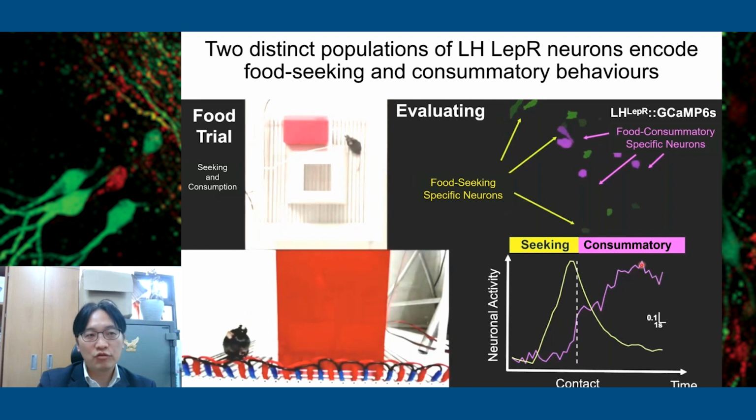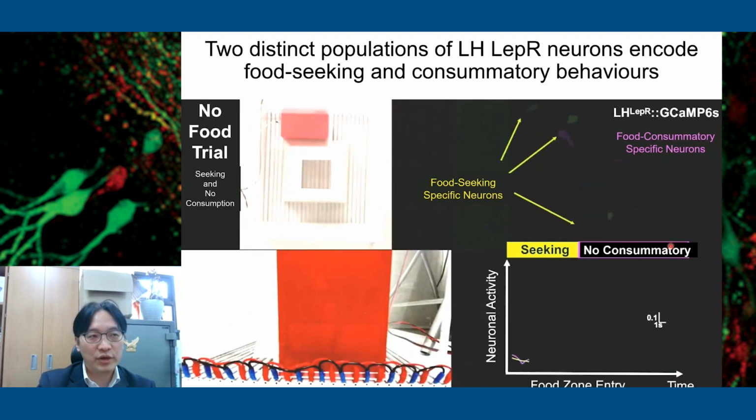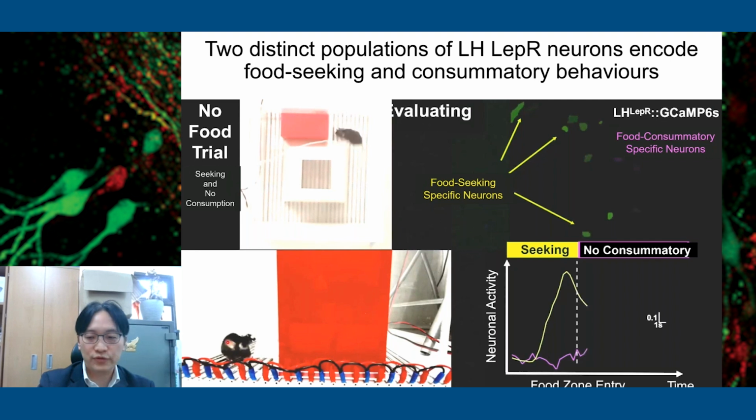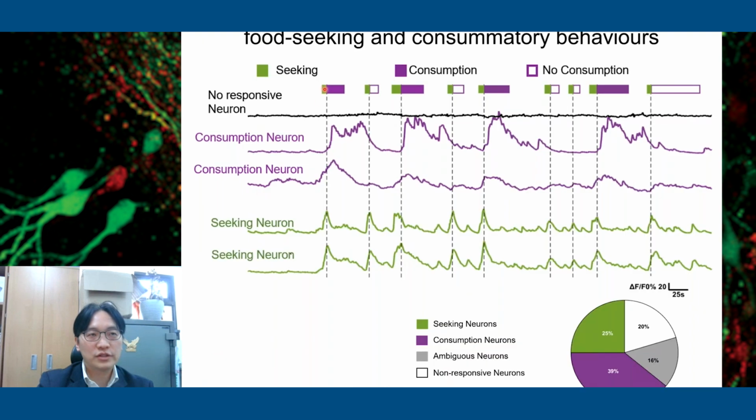More interesting, we do a no food trial, but the mouse doesn't know that food is not there. So it expects the food and runs for the food. So the same green neurons go up, but no food, no food, no food. So when there's no food, the same purple neurons are not activated. We can separate these two neuron populations in this single cell recording. So when you compare seeking, consumption, seeking, consumption, seeking, no consumption, these consumption neurons are activated only if there's food, but the seeking neurons are activated anytime you do seeking. So we can distinguish the seeking neurons versus the consumption neurons.